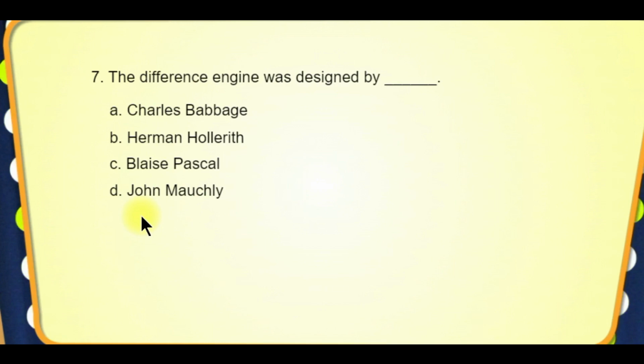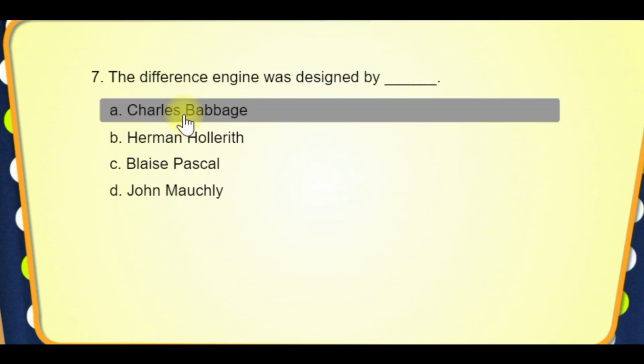Next question. The difference engine was designed by option A Charles Babbage, option B Herman Hollerith, option C Blaise Pascal, option D John Mauchly. What is the correct answer? Correct answer is Charles Babbage.